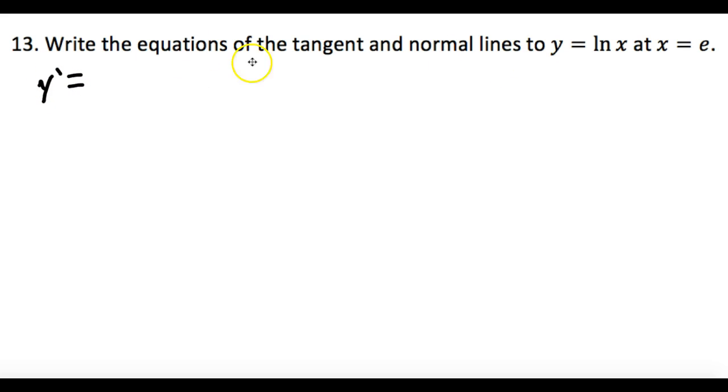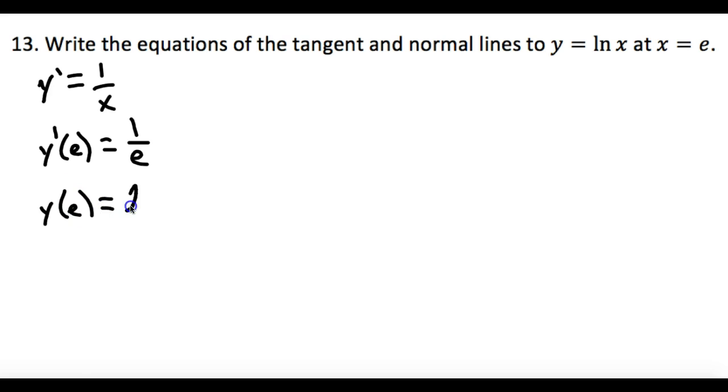So the derivative of the natural log we know is 1 over x. And I want to figure out the slope at e. So y prime of e is just going to be 1 over e. So that's my slope at this value. I also need my y-coordinate. So to get my y-coordinate, I'm going to plug e into my original function. So that will be natural log of e. Well, natural log of e is just 1. Right? So the information I've collected is that my slope is 1 over e at the coordinate point e, 1.